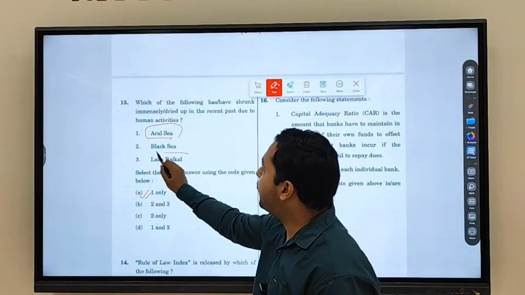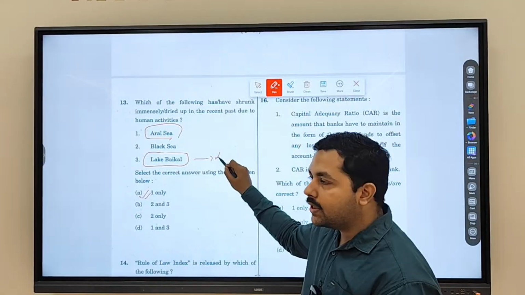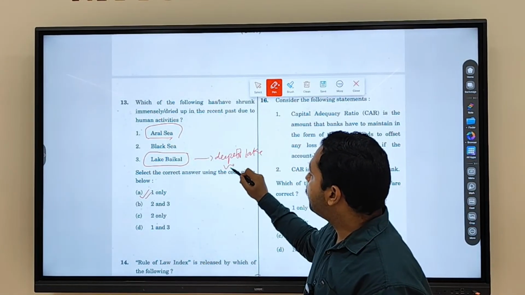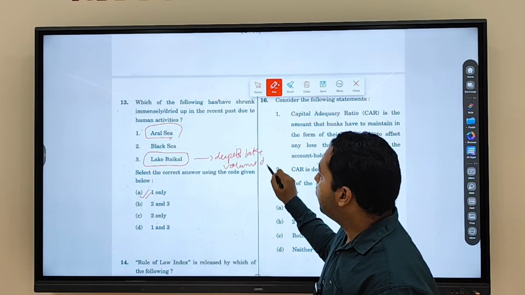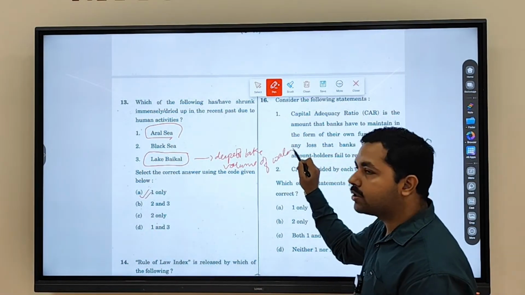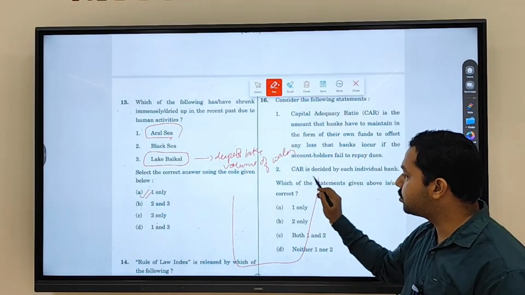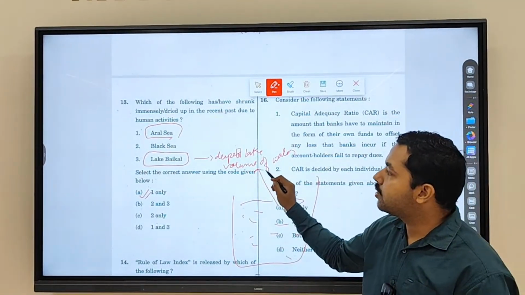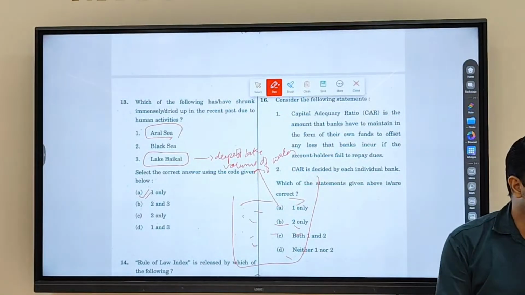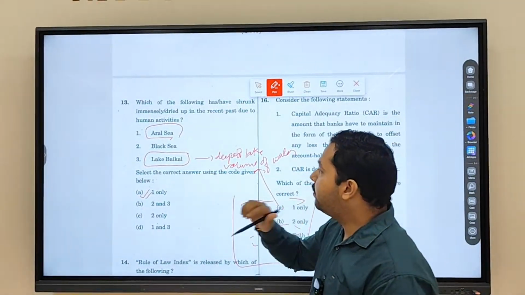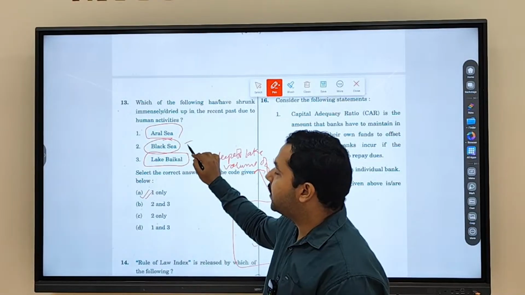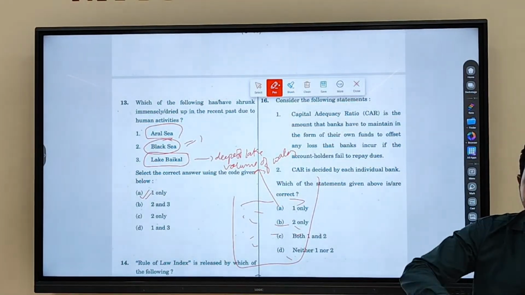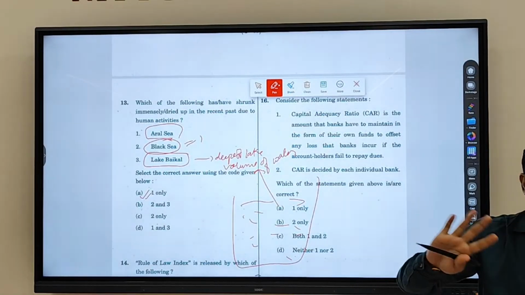Clear? So Lake Baikal we discussed is the deepest lake. Also the volume of water is going to be more in Lake Baikal. Why? Because more deep means more amount of water. So the volume of water is also going to be more. Now the Black Sea is also mentioned because it is in the news. Currently the Black Sea is much in the news because of the Russia-Ukraine war.